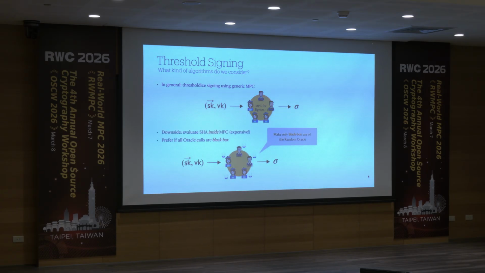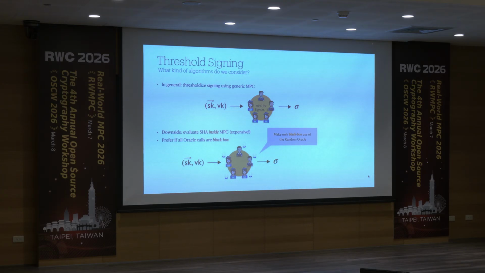Now, of course, the downside is if you want to do this, you're going to have to evaluate SHA inside of an MPC, which is very expensive because of the large number of gates. And in fact, if it was simply one SHA evaluation, this could be kind of feasible. But even XMSS uses something in the order of thousands and thousands of SHA evaluations. So of course, this is going to be a bit too expensive for us.